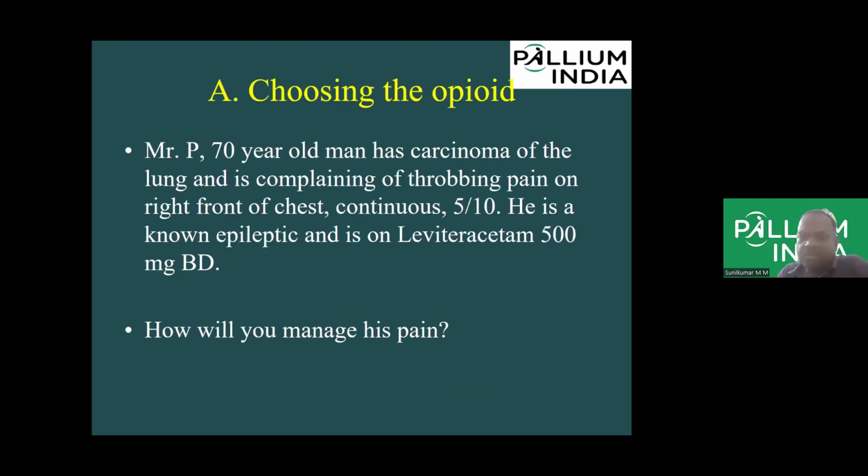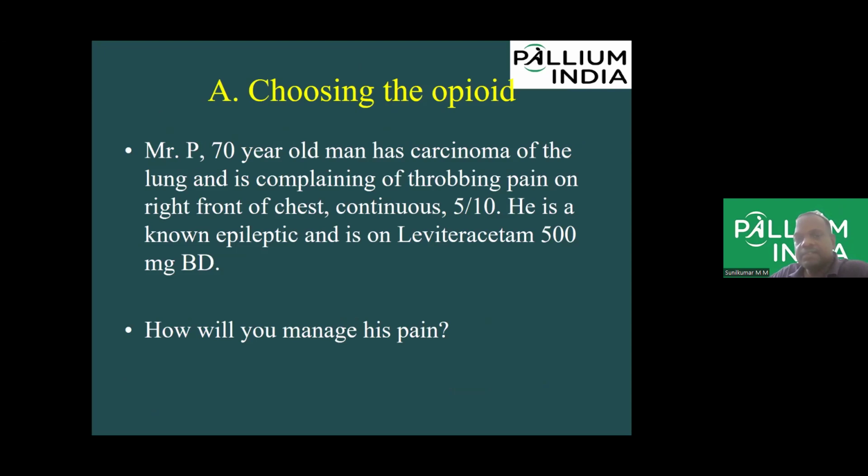So now we are moving on to another patient. Mr. P, a 70-year-old man who has carcinoma of the lung, is complaining of throbbing pain on the right front of the chest, which is continuous in nature, and the pain score is 5/10. He is a non-epileptic and he is on levetiracetam 500 milligram BD. How do you manage his pain?